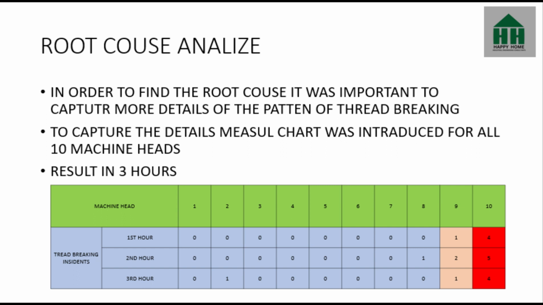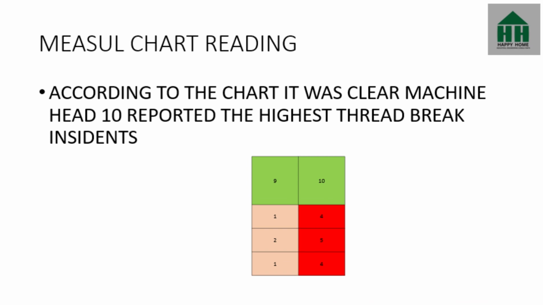We wanted to find out if a particular machine head caused the issue, or if the issue occurred due to the nature of the thread. We introduced a Michel chart to capture those data, and for the next 3 hours we captured the data. From the results of the Michel chart after 3 hours, we could find that a particular machine head reported more downtime incidents than the other 9 machines, which was machine head number 10.